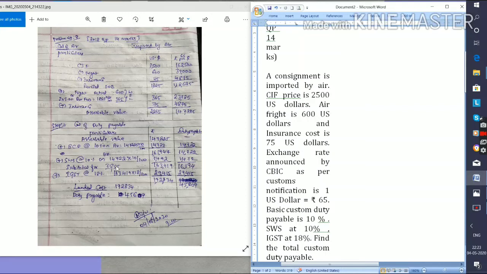This is called the subtotal for IGST. Now on this amount you calculate IGST at 18%, which is given in the problem. Take the rate which is given in the problem. If the IGST rate is not given, by default go with 18%.